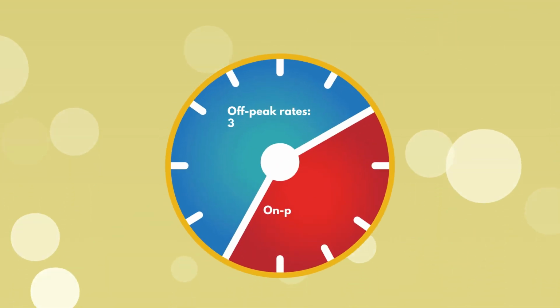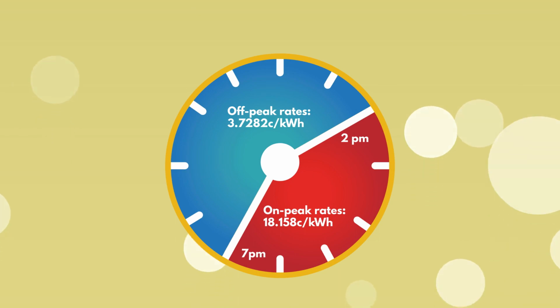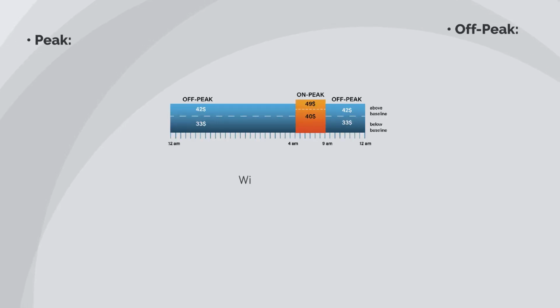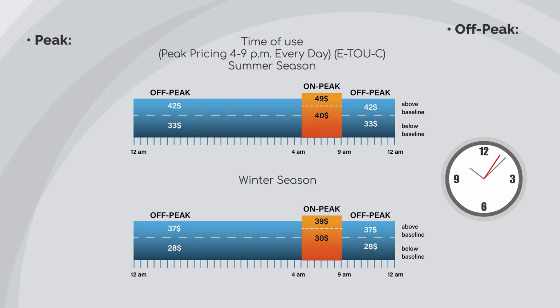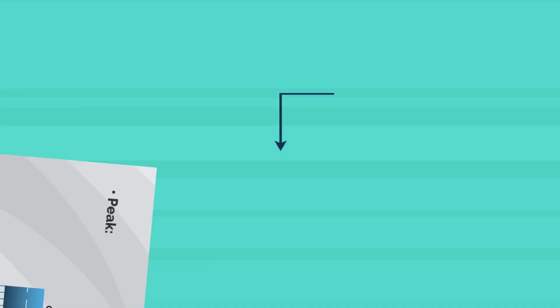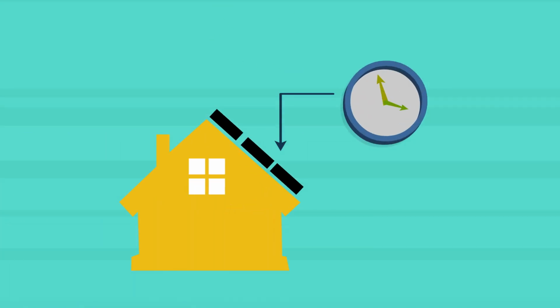These rates consist of two time periods, peak and off-peak. Peak: these are the times when electricity is in high demand, usually during late afternoon and early evening. Off-peak: these are the low-demand times, often late at night and early morning. On TOU plans, you pay more for using electricity at peak hours.